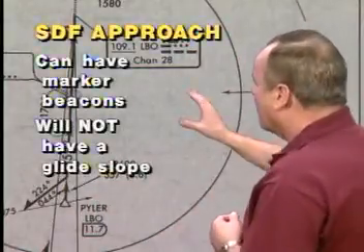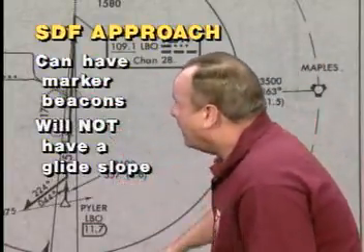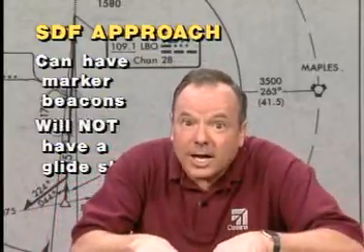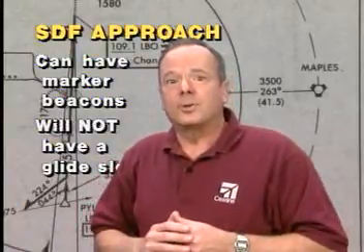Now, you tune and fly an SDF just as if it were a regular localizer. And since it uses a simpler and less sensitive antenna system, it's actually cheaper to install and maintain than a localizer, and that's why you will see them. Now, an SDF approach can have marker beacons, but it will not have a glide slope. And that's because it's not accurate enough to allow you to descend as low as a glide slope would permit and still keep you free of obstacles and terrain.